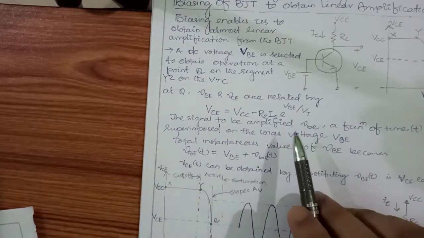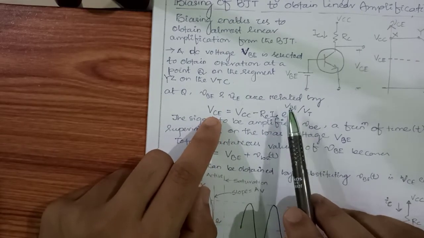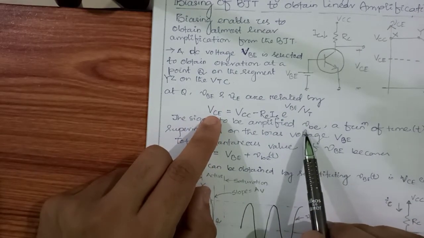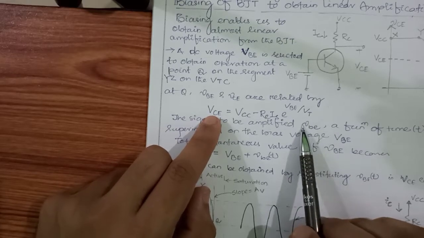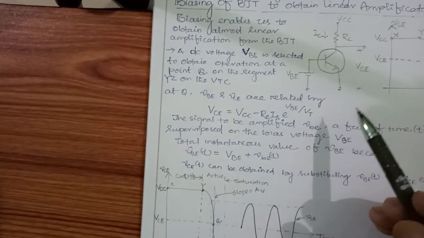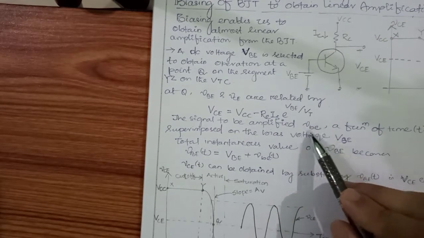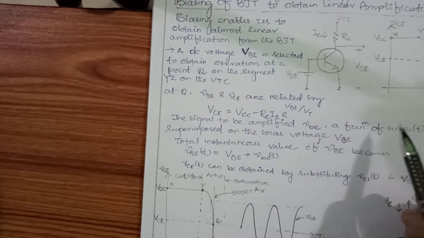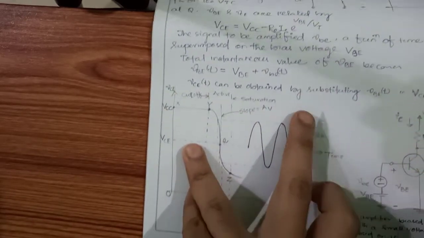Now the signal to be amplified. What are we going to do? These are the DC voltages. Along with the DC voltages, we are going to add a small AC voltage. Then we will see what the change is and how much it is going to amplify. This VBE is a function of time, and it is superimposed on the bias voltage VBE. Along with the DC voltage, we are adding a small AC voltage.